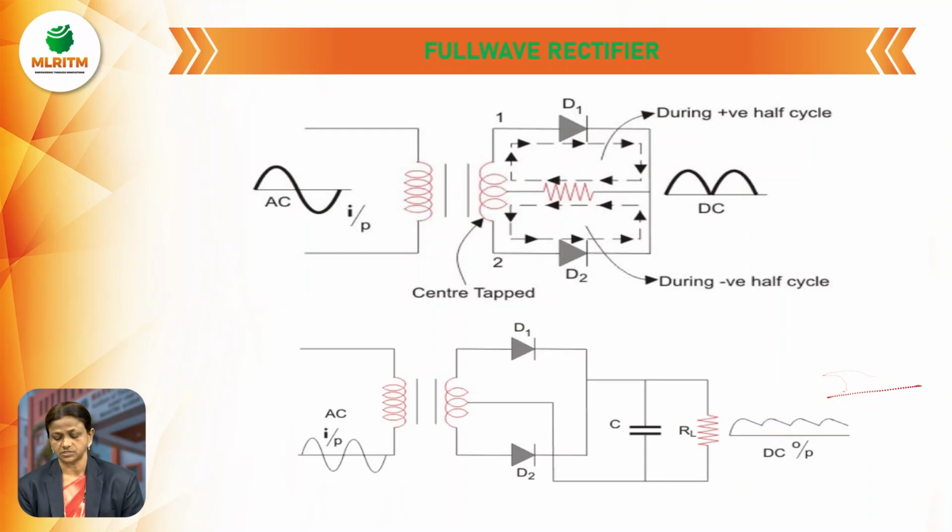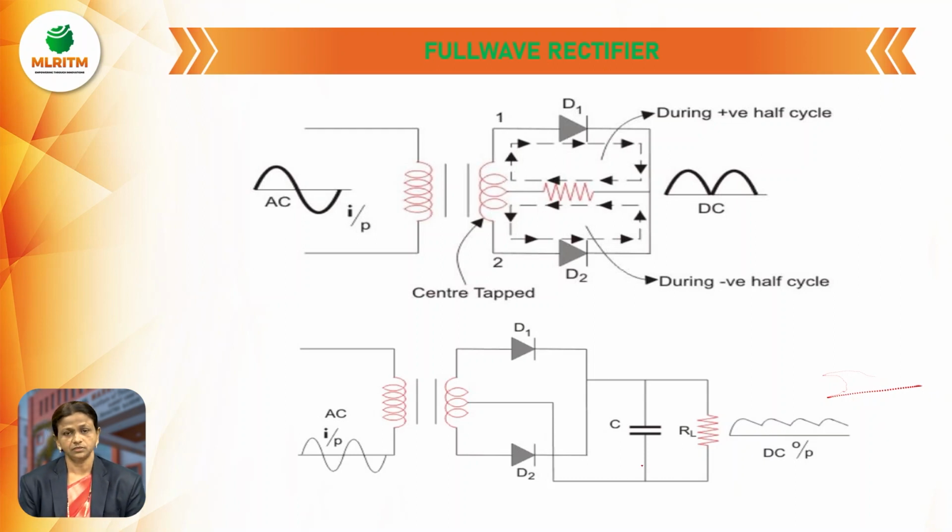Pure DC is nothing but a straight line, but in this one also there are some unwanted AC components, some ripples. The output is like this, which means there are some ripples. Ripples are nothing but unwanted AC components. Our aim is to avoid this unwanted AC component. How can we avoid it?